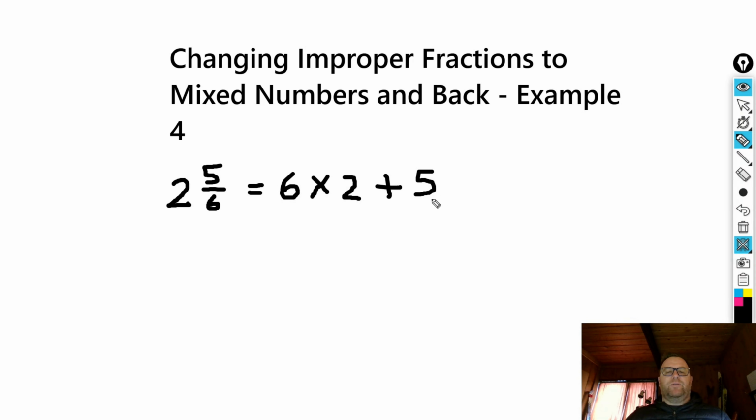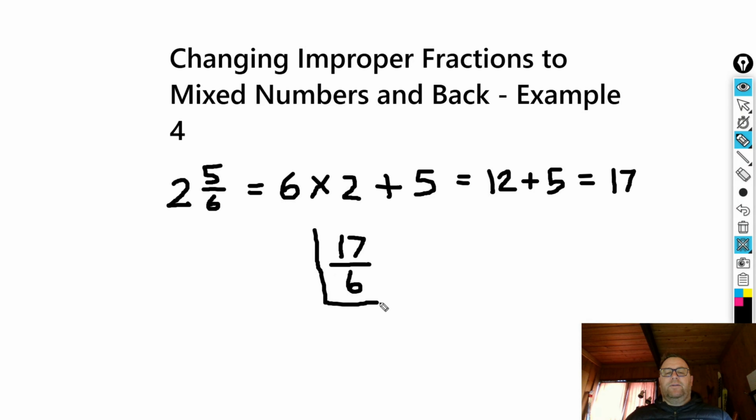Now, if we do 6 times 2 plus 5, we're going to do the multiplication first. So we have 12 plus 5. And 12 plus 5 is going to equal 17. And 17, that number is going to be the numerator of our improper fraction. The denominator of the improper fraction is going to be the same as the denominator in the mixed number. So our improper fraction is going to be 17/6. Okay, that's going to be our solution.